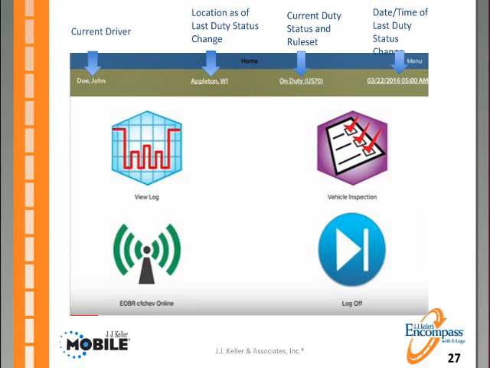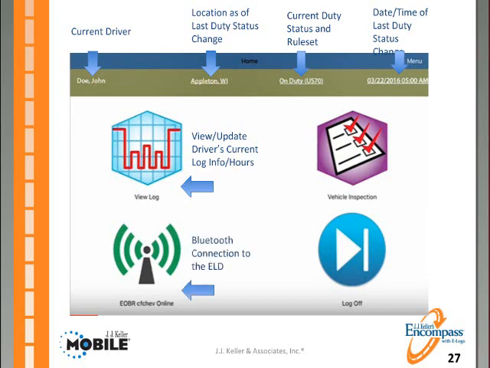There's also going to be 4 icons for your driver to use. View log, which is going to let the driver view and update their log information. EOBR connectivity, vehicle inspection for pre- and post-trip DVIRs, and the option to log off at the end of their shift.